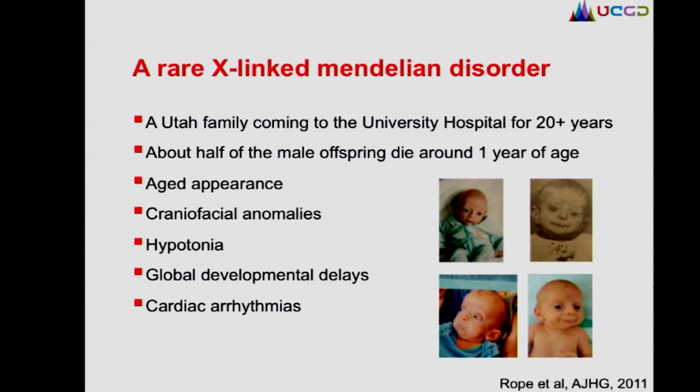We had a family coming into the hospitals in Utah. They'd been coming in for over 20 years. In each generation, about half of the male offspring were dead by the age of a year. The family got to calling the boys their little old men because they had this progeria-like phenotype. It wasn't strictly progeria, but they did have an aged appearance, craniofacial anomalies, hypotonia, global developmental delays, and ultimately they would succumb to cardiac failure.